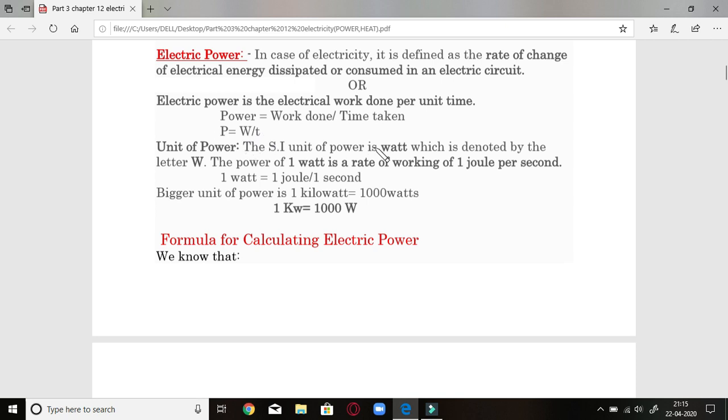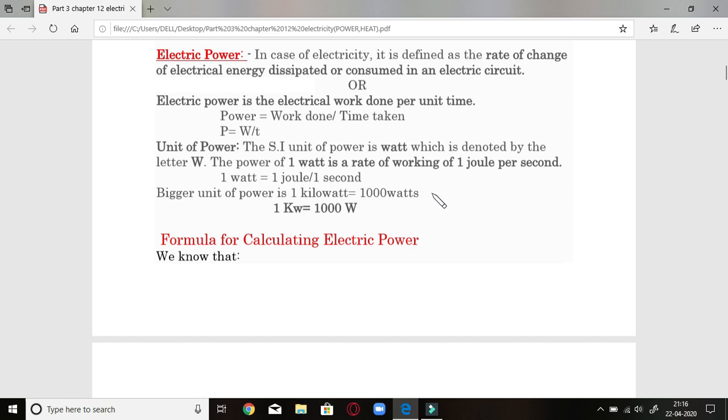The unit for power is watt, which is an SI unit denoted by the letter W. The power of 1 watt is the rate of working of 1 joule per second. This means that power is 1 watt when the work done is 1 joule and it is done for 1 second only. 1 watt is equal to 1 joule per second.